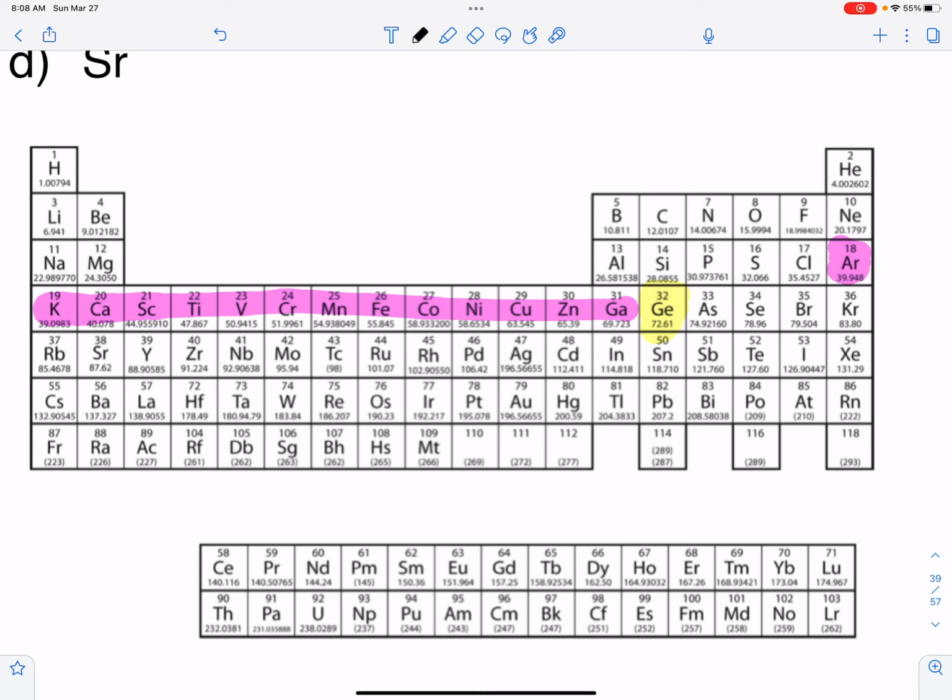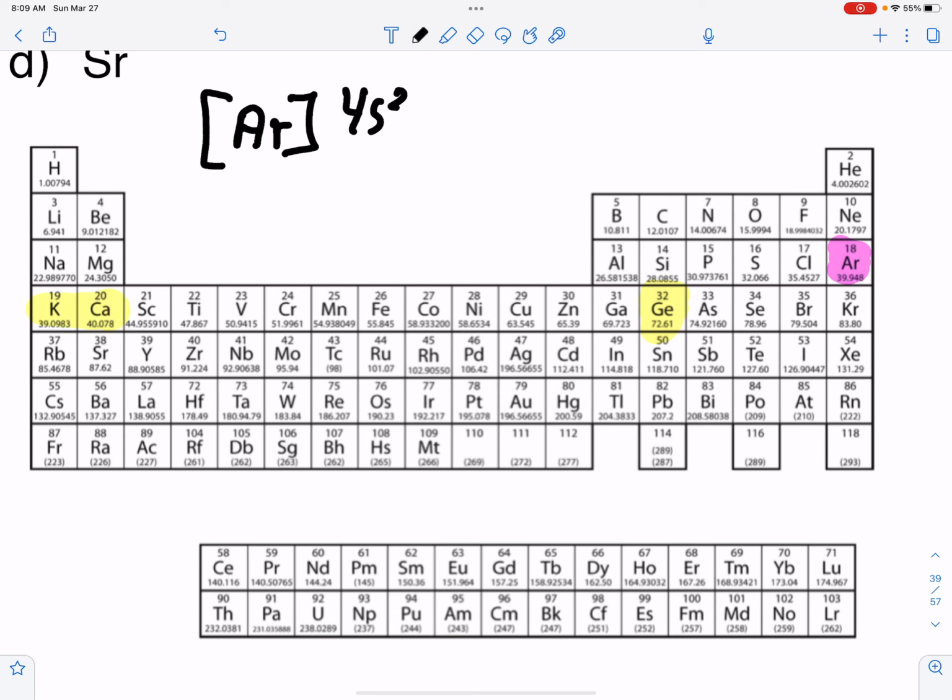Argon. So we're going to say brackets, argon. And then we're going to take it from argon, and we're going to say 4s2, D10, but the D runs once behind, so 3d10, and then 4p2.